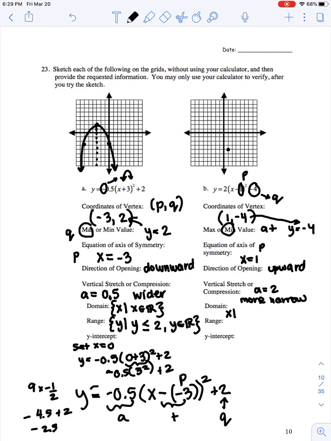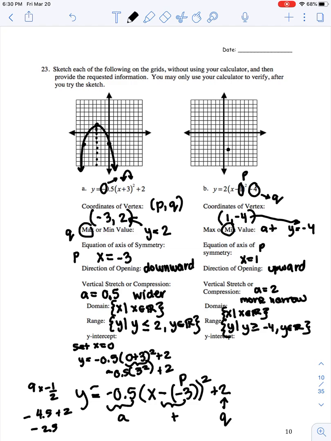The domain, just like the previous example, would be x such that x is an element of real numbers, and our range y such that y is greater than or equal to our minimum value of -4. Our y-intercept, we can find algebraically.